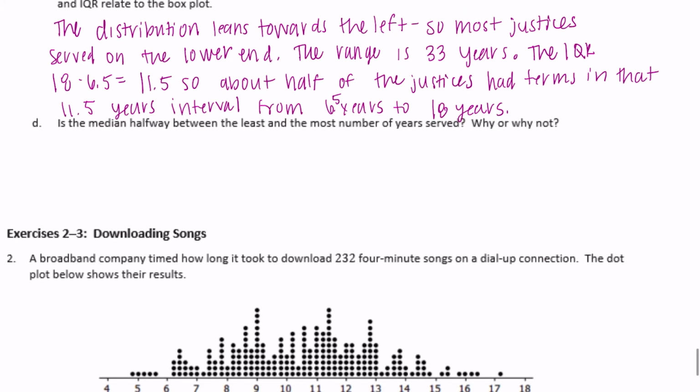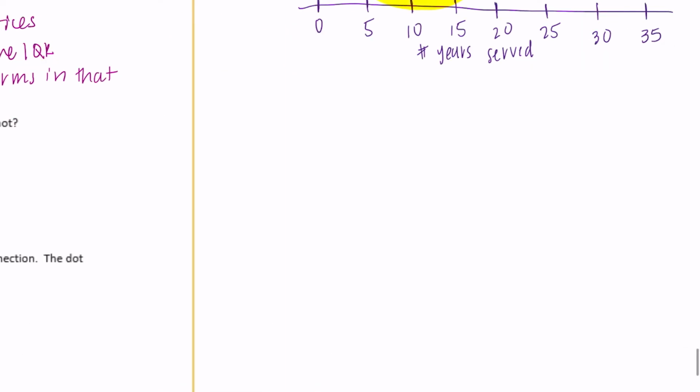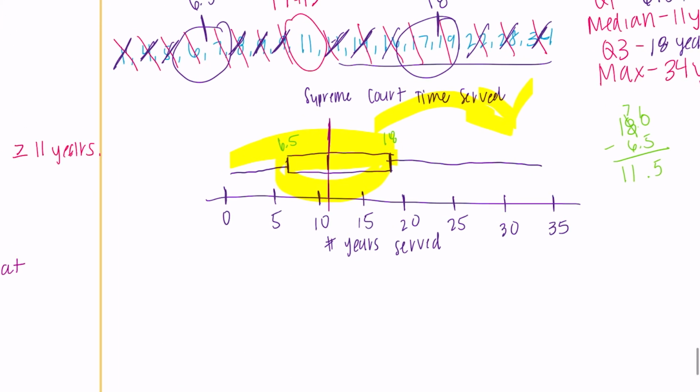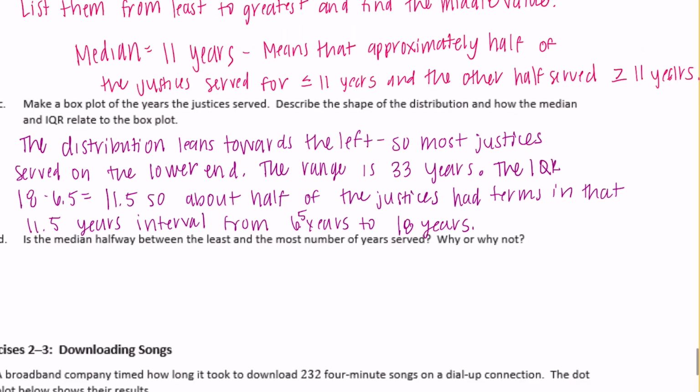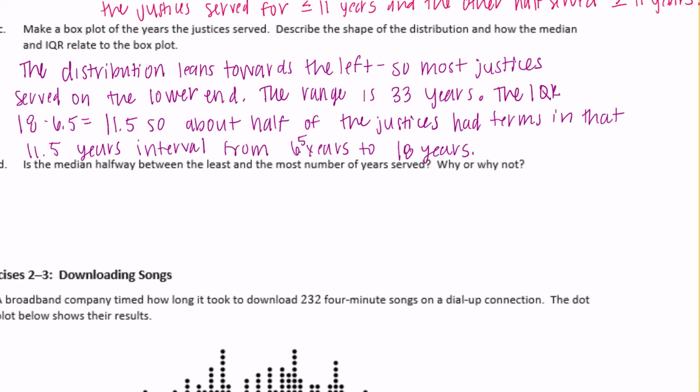And D, is the median halfway between the least and the most number of years served? Why or why not? So is this median right here halfway between 1 year and 34 years? Well, it's pretty obvious that it's not. It's actually closer to the minimum, the 1 year, because, as we talked about, this data is leaning more towards the left side or the lower end, where most of the Chief Justices served. So no, it's not in the middle.